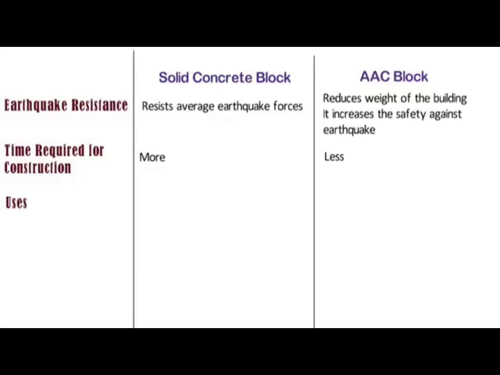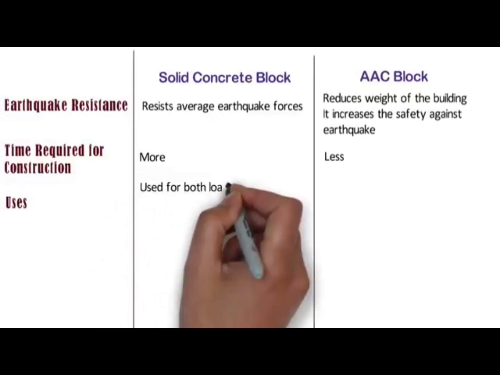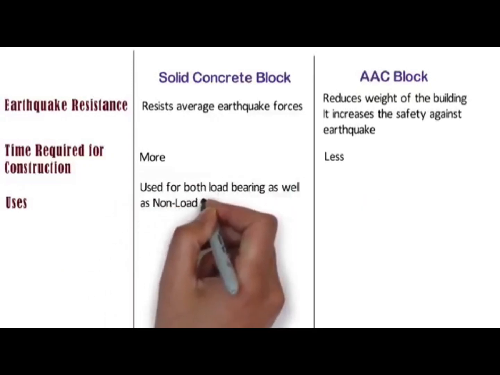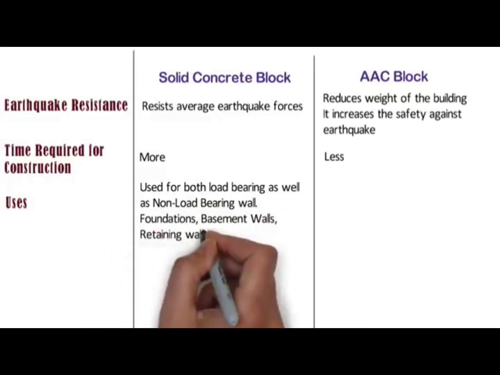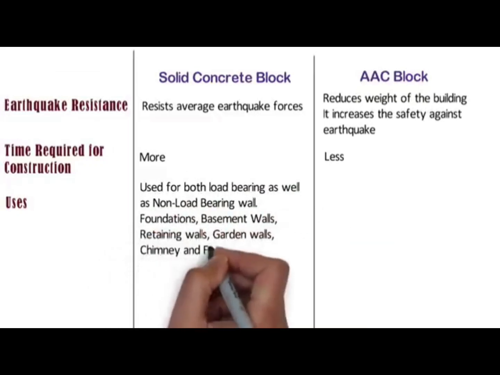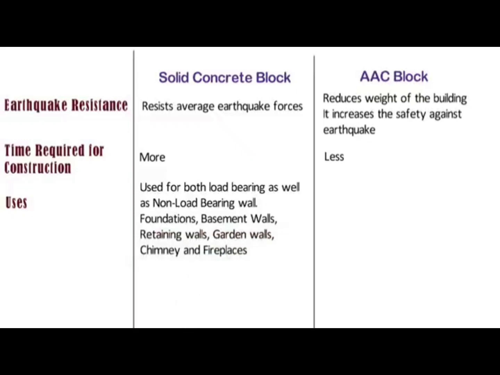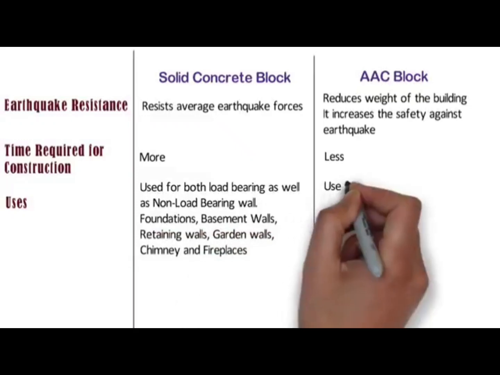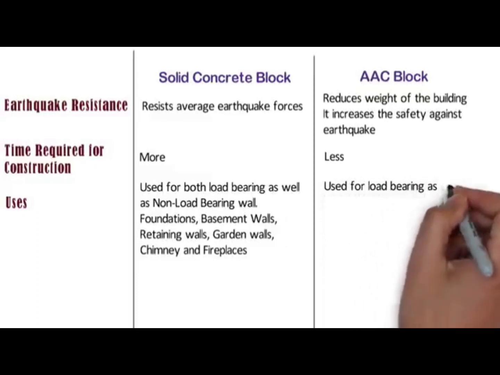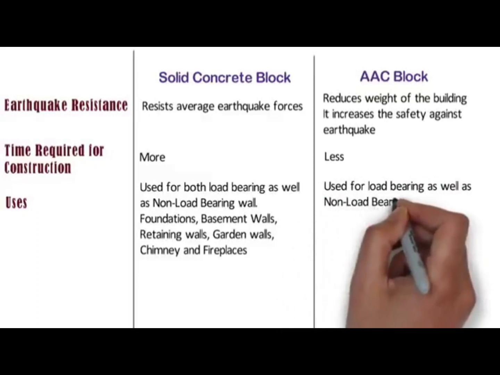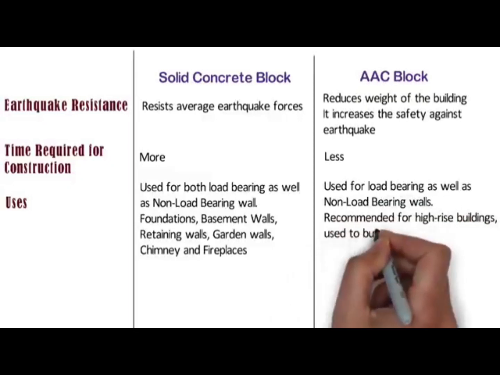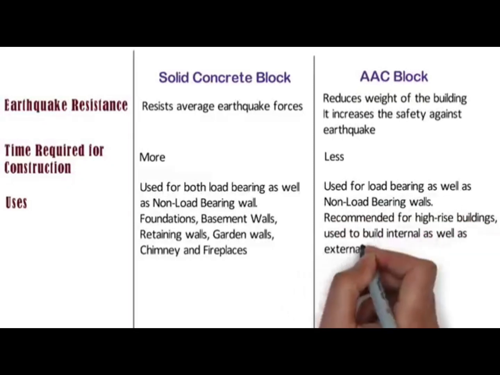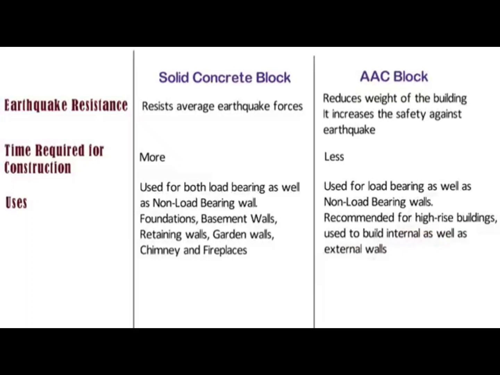Uses. Solid concrete blocks are used for both load-bearing as well as non-load-bearing walls. They are also used for constructing foundations, basement walls, retaining walls, garden walls, chimney, and fireplaces. AAC blocks can also be used for load-bearing as well as non-load-bearing walls, but AAC blocks are recommended for high-rise buildings because it substantially reduces total dead load of the building. AAC blocks can also be used to build internal as well as external walls.